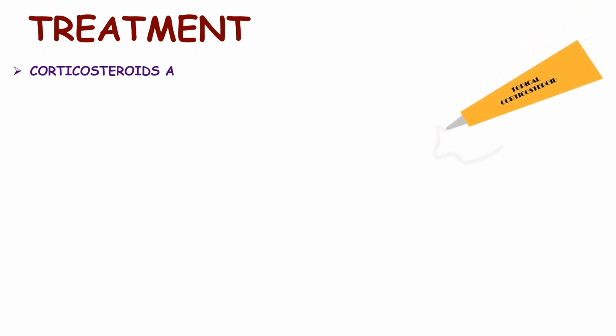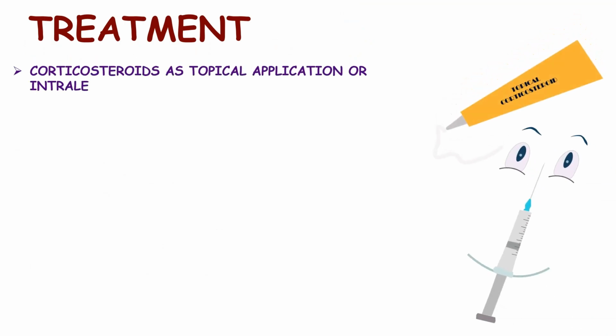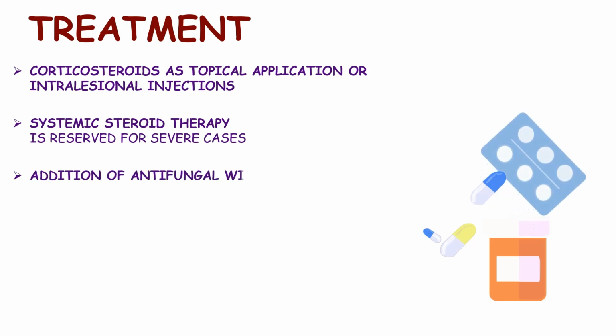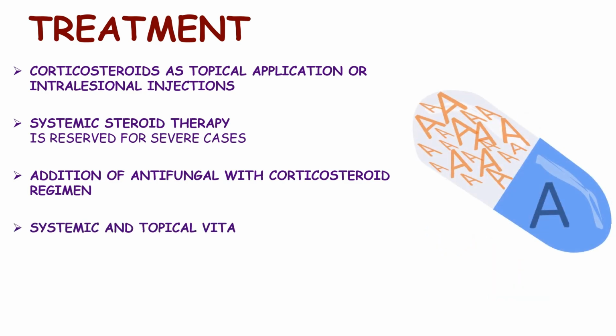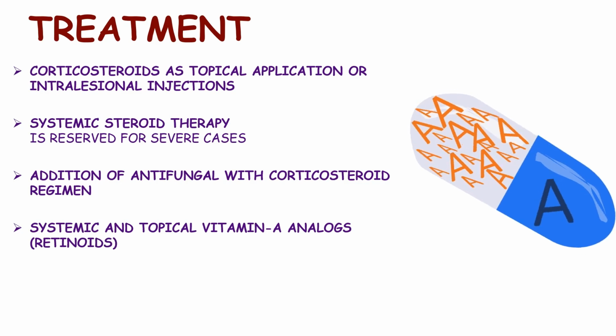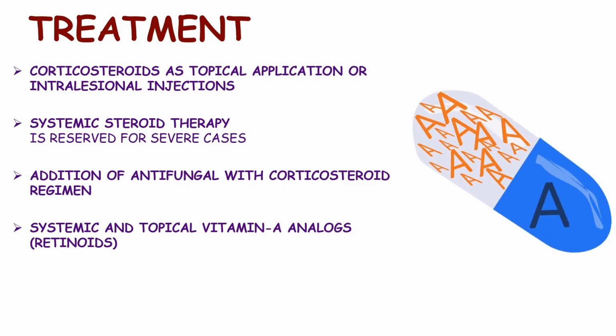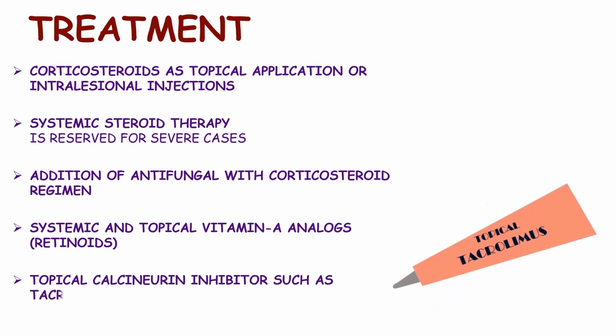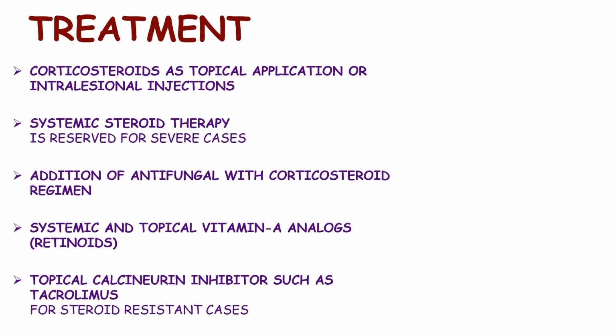Treatment includes corticosteroids in the form of topical application or intralesional injection. Systemic steroid therapy is reserved for severe cases, while an addition of an antifungal to the regimen helps eliminate any secondary Candida albicans infection. The systemic and topical vitamin A analog, the retinoids, have an anti-keratinizing and immunomodulating effect, while topical calcineurin inhibitors such as tacrolimus are reserved for steroid-resistant cases.